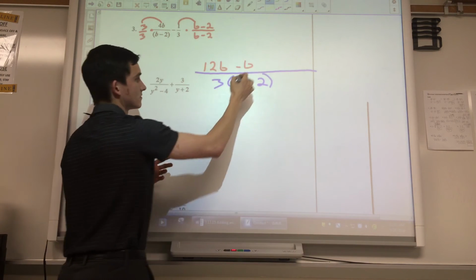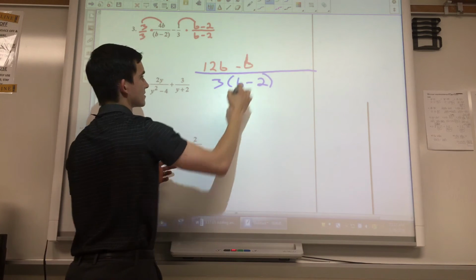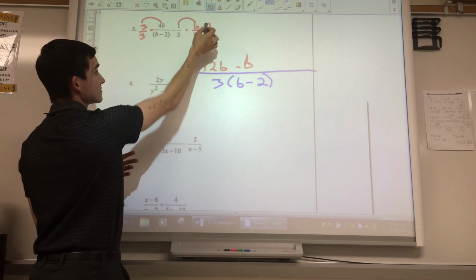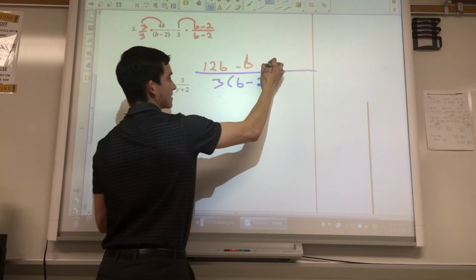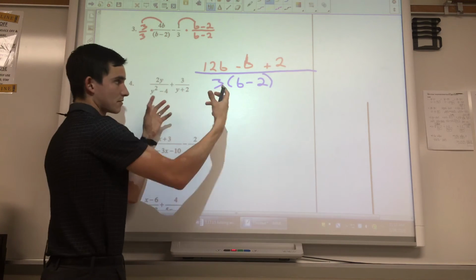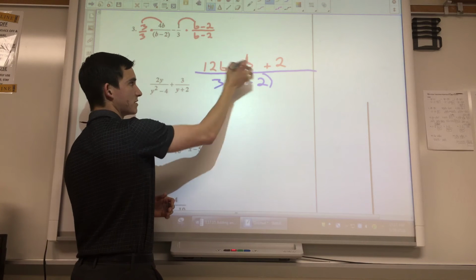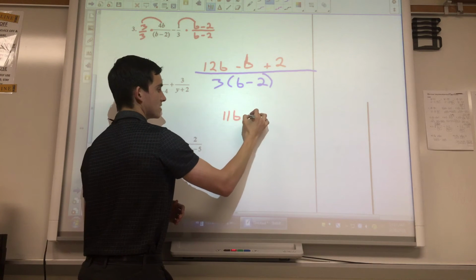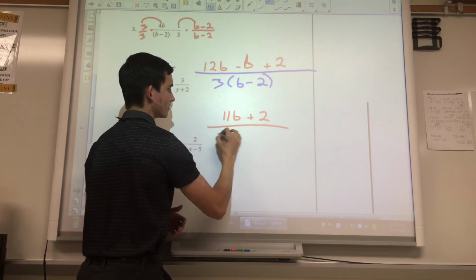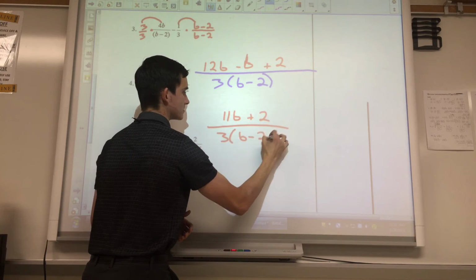Negative 1b, right? Negative b. Oh, that looks awful. Okay, negative b. Negative 1 times negative 2, which is what? Plus 2. Okay, combining the like terms, which you can do already in your mind, but I'll just do it one more time. 12b minus b, 11b plus 2 over 3 times b minus 2.